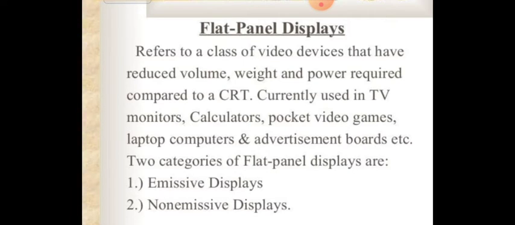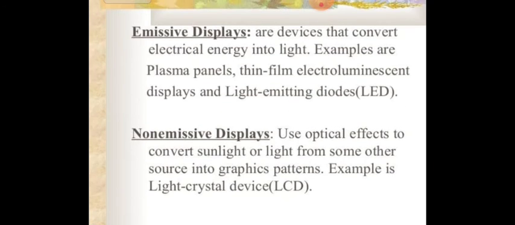And there are two categories of FPD. First one is emissive display and second is non-emissive display. Emissive means devices that convert electrical energy to light energy. Emissive display is a device that converts electrical energy into light energy, and non-emissive display uses the optical effect. It is not going to use the electrical energy, it uses the optical effect. LCD is the example of non-emissive and LED is the example of emissive display.